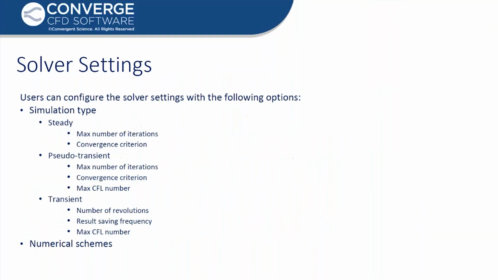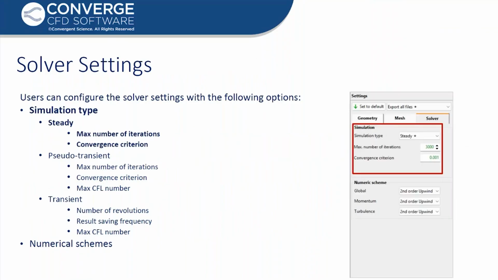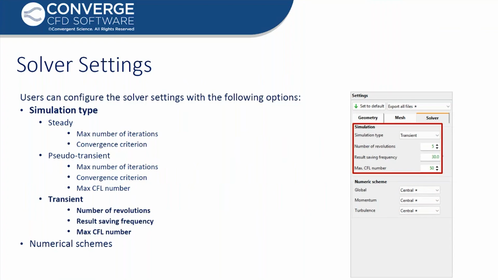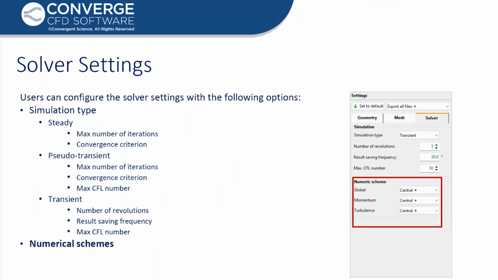And the last part on the CFturbo side is the solver settings. For solver settings, you can set up different simulation types, right? You have the steady state simulation, the pseudo transient simulation, and the transient simulation. Based on what kind of simulation type it is, you'll have different inputs for it. Similarly, you can also set up the numerical scheme. For your momentum, turbulence, and all the other equations, you can set up your numerical schemes. You have three options: central differencing, second order upwind, or first order upwind schemes. So this is all from the CFturbo side.